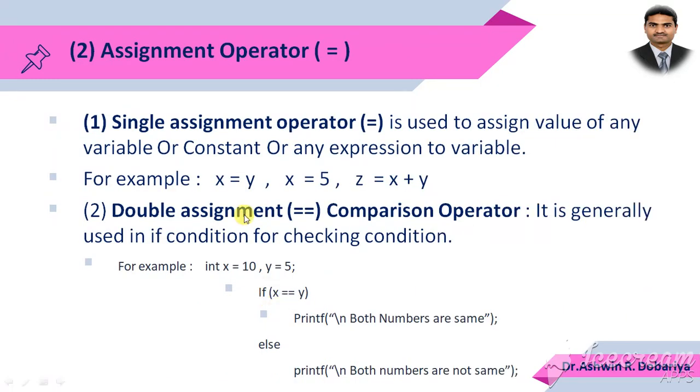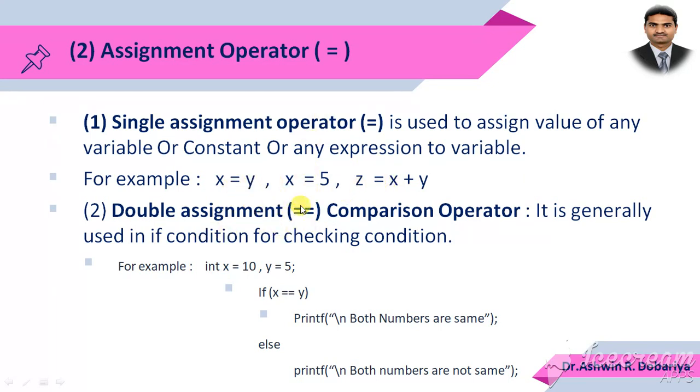The second type of operator is the assignment operator, equal to, and we know that for the assignment operator, the name itself says single assignment and double assignment. Both have a different purpose and different meaning in C programming. The single one is used to assign the value of any variable, a constant, or any expression. If you want to assign the y value to x, or assign a constant value to any variable, or assign the result of any expression, then we generally use the single assignment operator.